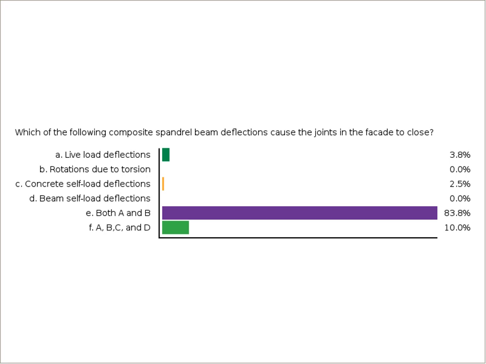So live load deflections will cause the joint to close as the spandrel beam deflects under flexure, and rotations of the spandrel beam, B, due to torsion also cause the joint to close, since those may occur after the joint is set, particularly due to wind loads and so forth. The beam self-load deflections and concrete self-load deflections occur prior to the joint being established, and so they don't have an impact on the joint itself.